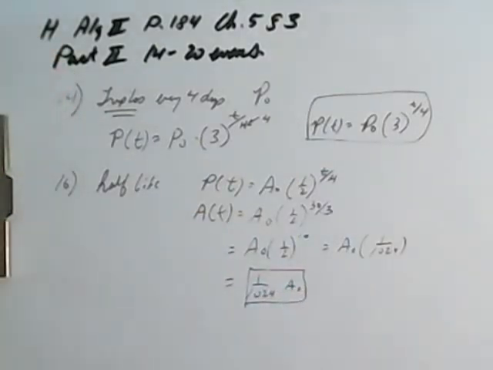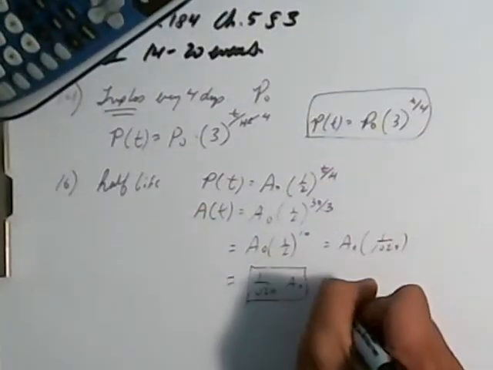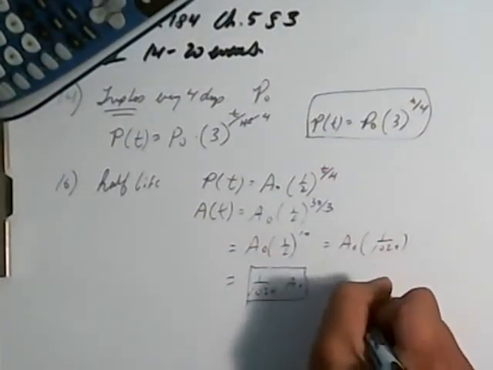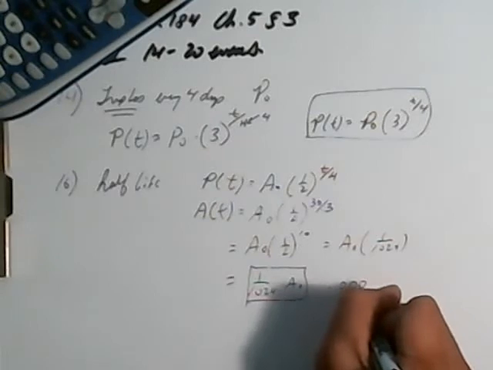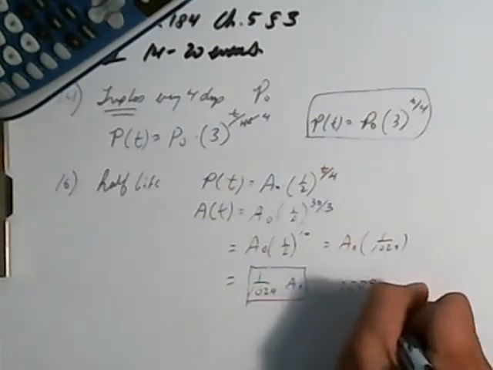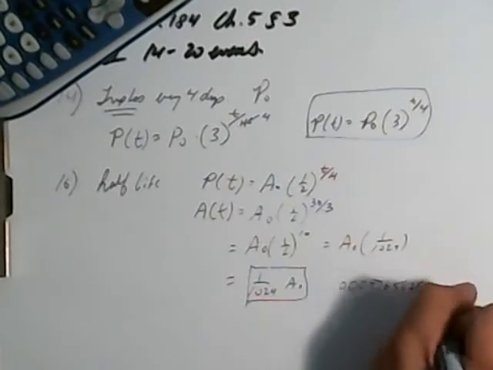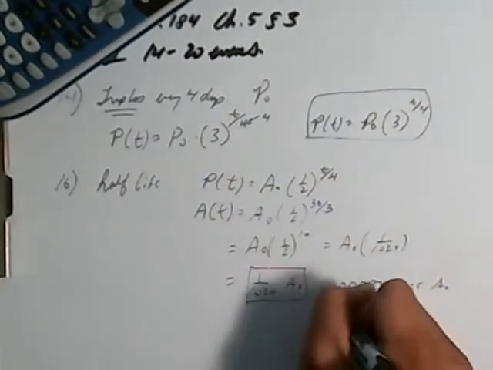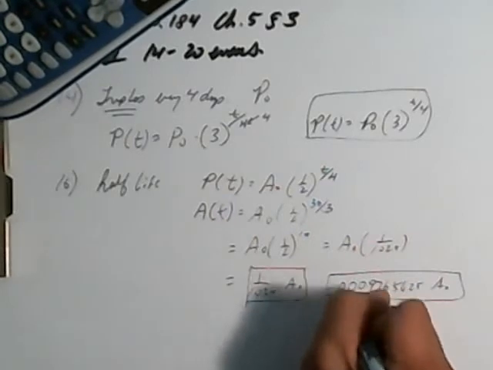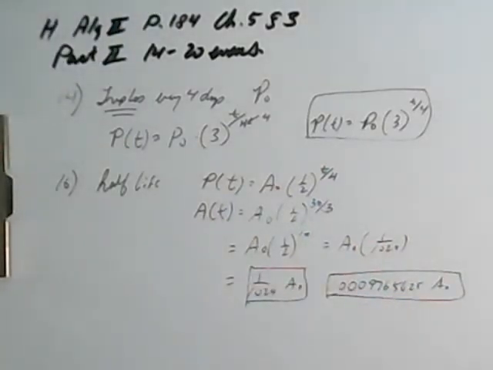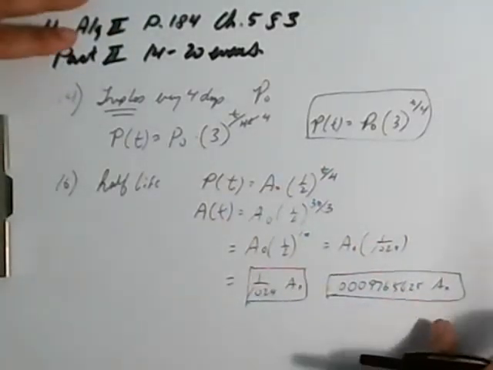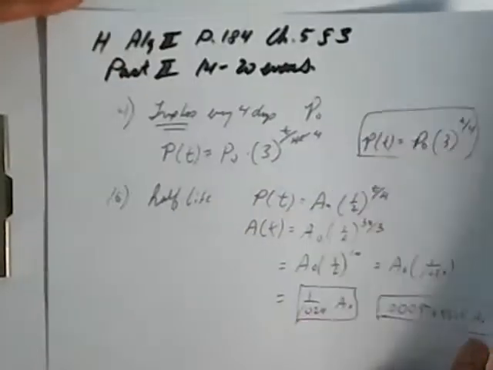By the way, I'm going to do this on my calculator. 1 divided by 1024 is going to be 0.0009765625 A naught. Not much left after 30 days. Okay. Number 18. It's a little bit tricky. So let's try 18.